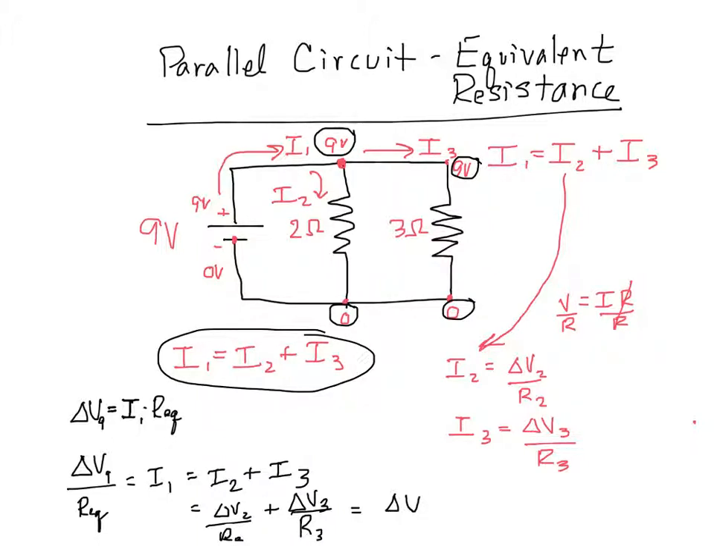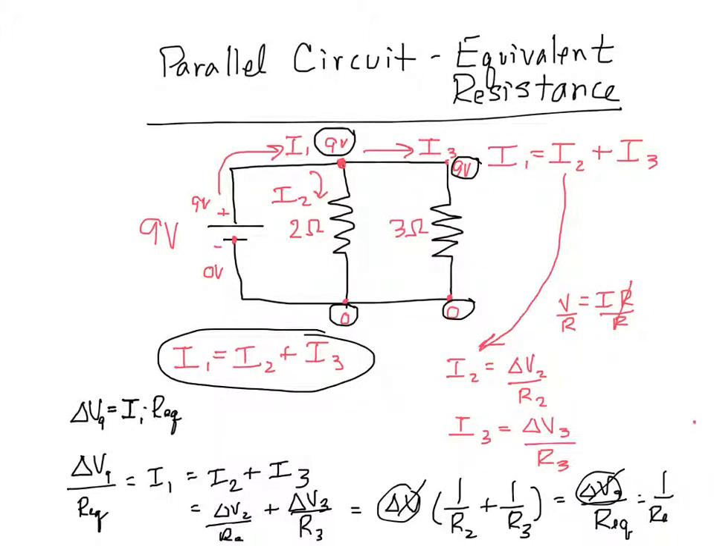So I have delta V times 1 over R2 plus 1 over R3 equals this delta V9 over R equivalent. Well, this delta V is 9, this delta V is 9 volts. These two cancel out. So now I've got an expression for my equivalent resistance. This is going to simplify to 1 over R EQ on this side. So going to the next page.